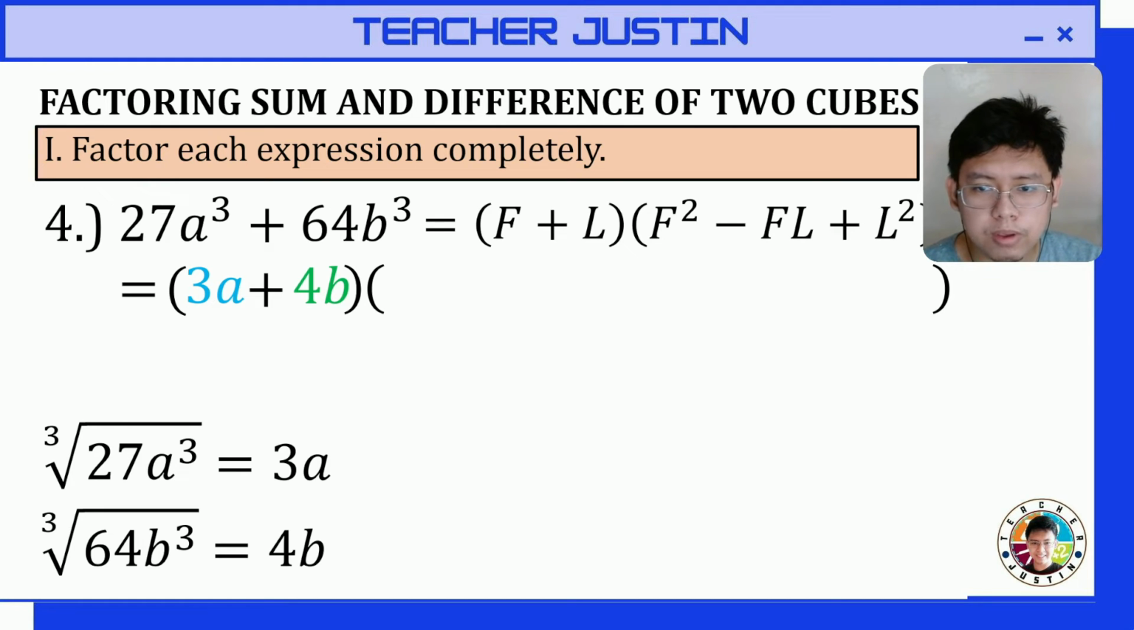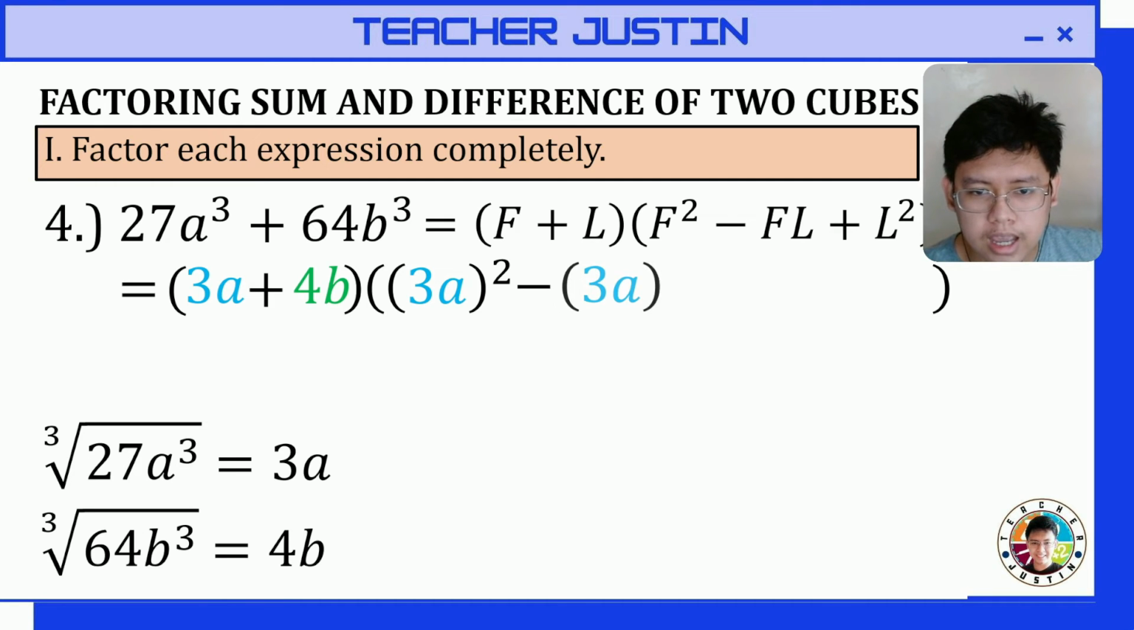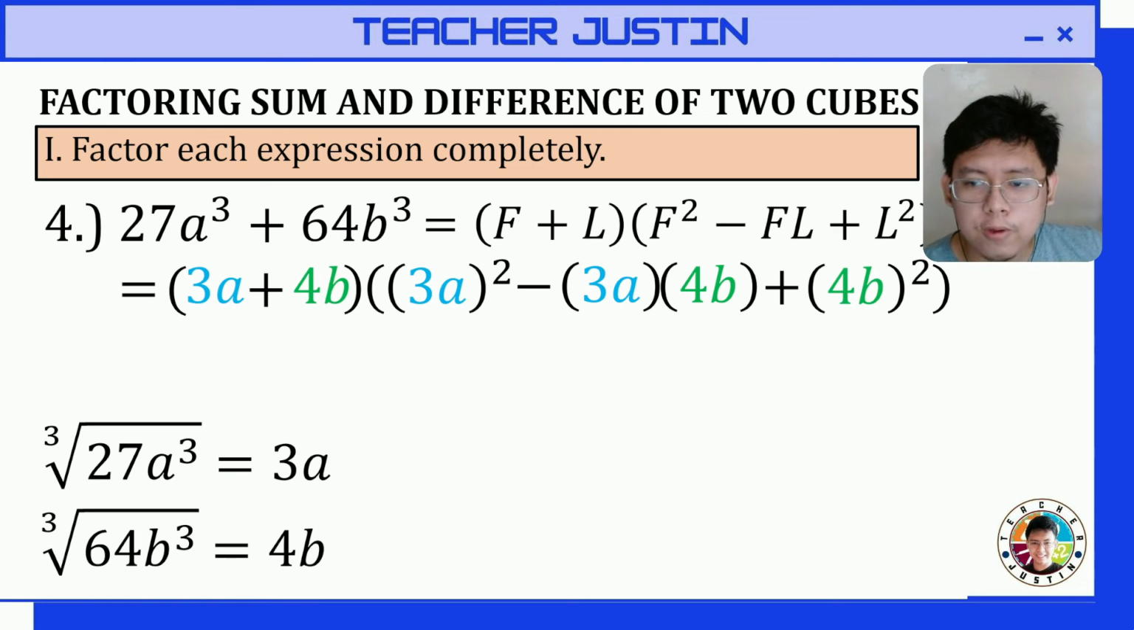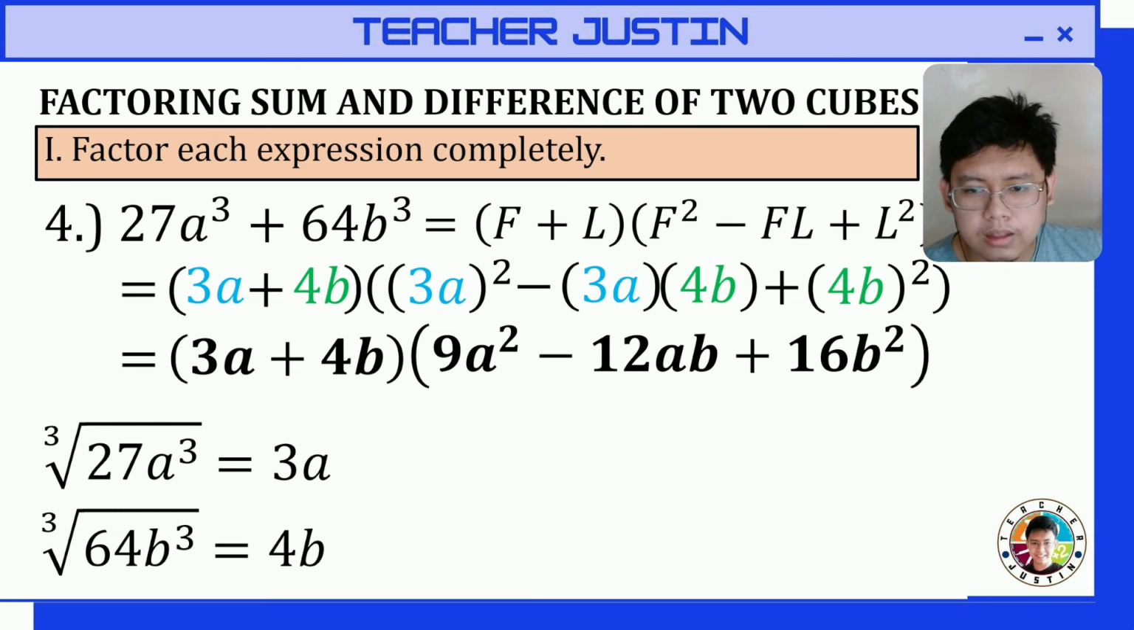Now, for our second group, we will follow the pattern and substitute the value of f and l. So, yung f natin is 3a and yung l natin is 4b. So, we have f squared. Substitute natin si 3a, that will be the square of 3a minus f times l, so 3a times 4b plus l squared, so that will be the square of 4b. Ayan. So, let's simplify. So, magiging 3a plus 4b. Tapos, we will have 9a squared minus 12ab plus 16b squared.